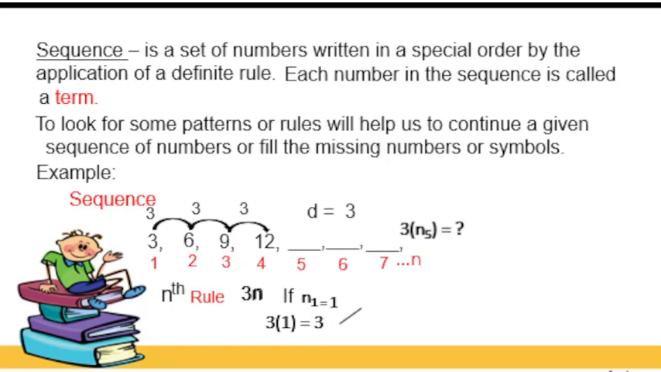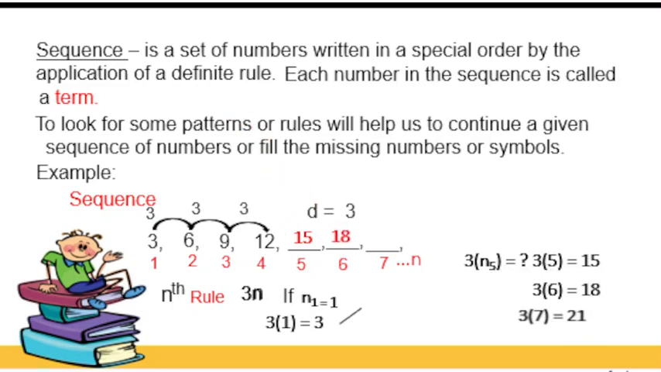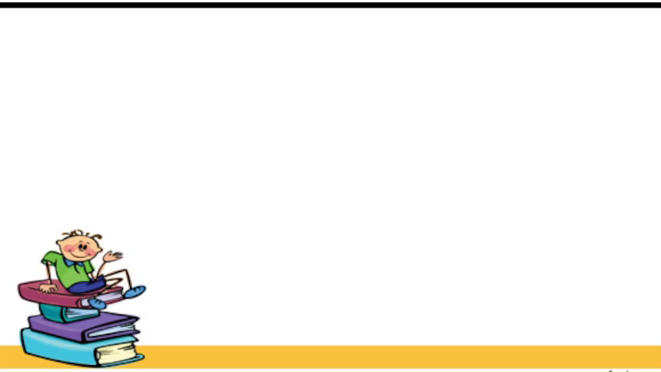And to get the value of the fifth term, just multiply 3 times 5. And that is equal to 15. 3 times 6 is 18. And 3 times 7 is 21. Again, you'll notice that if you subtract 12 from 15, the difference is 3. 15 from 18, the difference is still 3. And 18 from 21 is still 3. So, therefore, the common difference is 3. Okay, next.